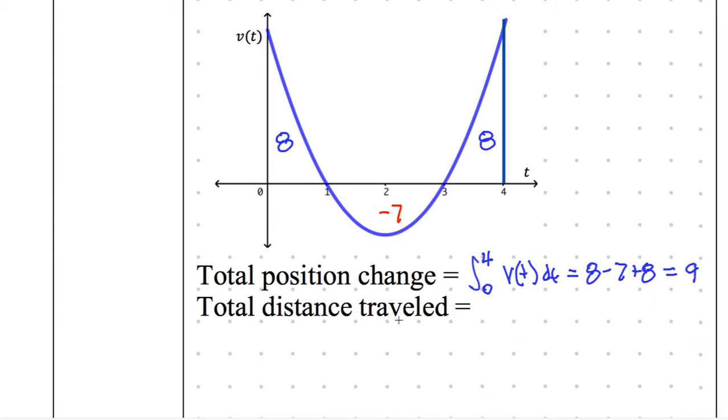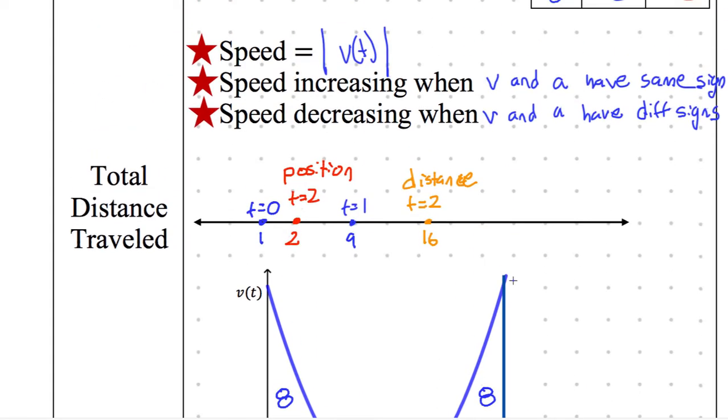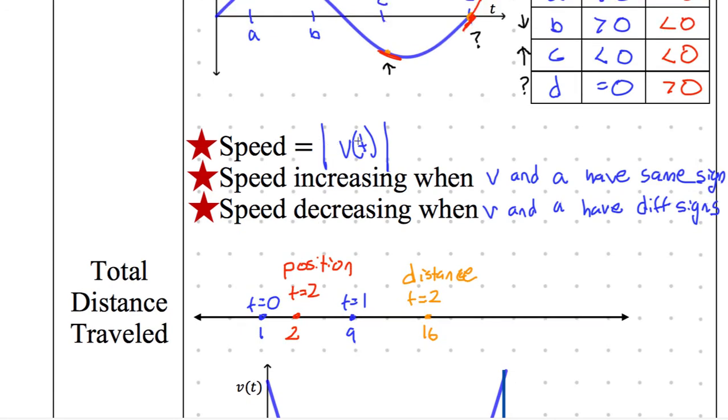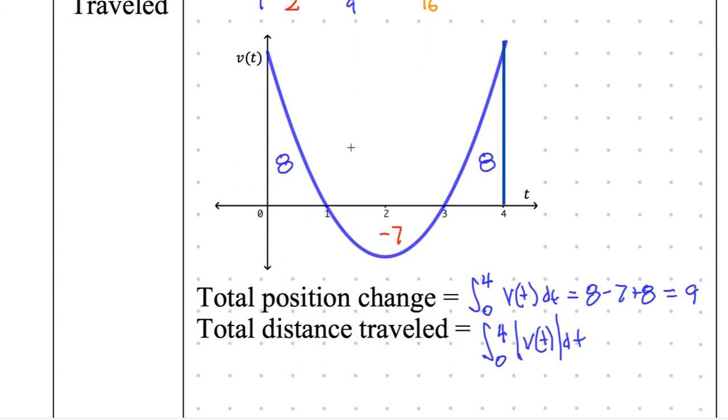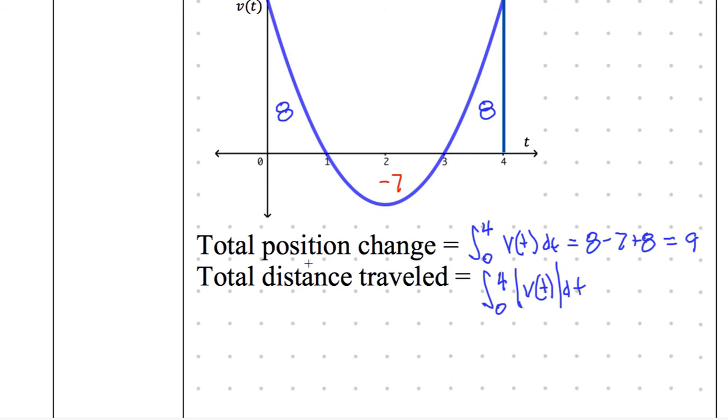Okay, total distance traveled in this case, though, that's going to be the integral between 0 and 4 of the absolute value of v(t) dt. But now I don't care if it's negative. I'm going to make sure that everything is positive. It's going to be 8 plus 7 plus 8. The way that I say that is the absolute value of velocity, just as I talked about up here with speed being the absolute value of velocity as well. The integral of absolute velocity is going to be the total distance traveled. You can see the relationship.